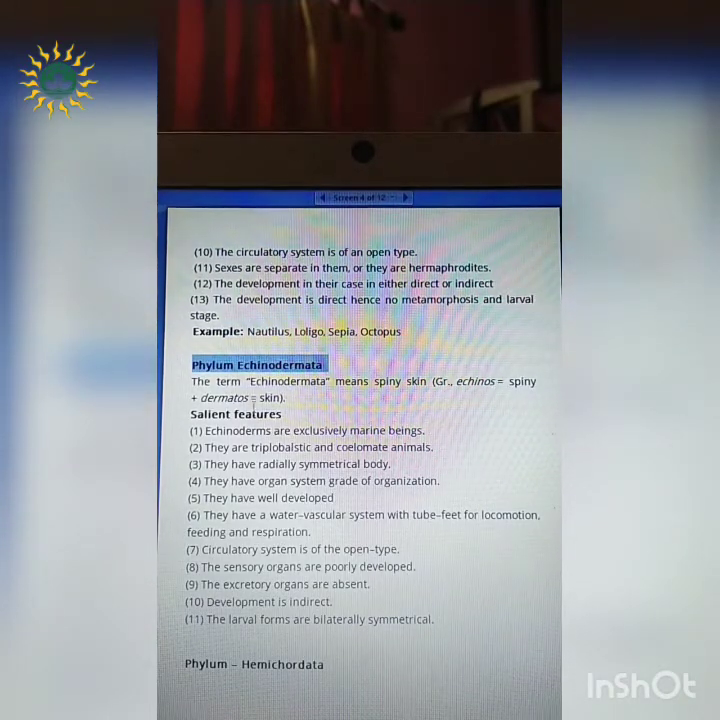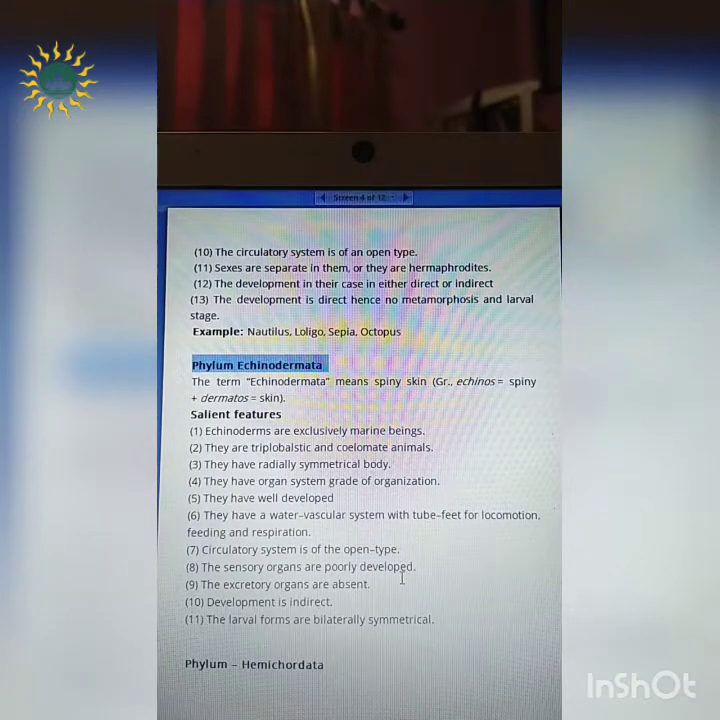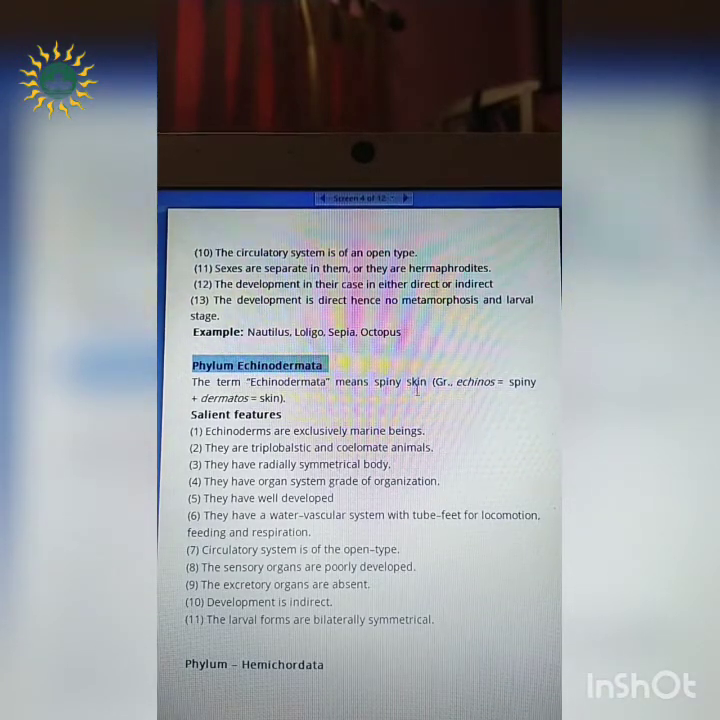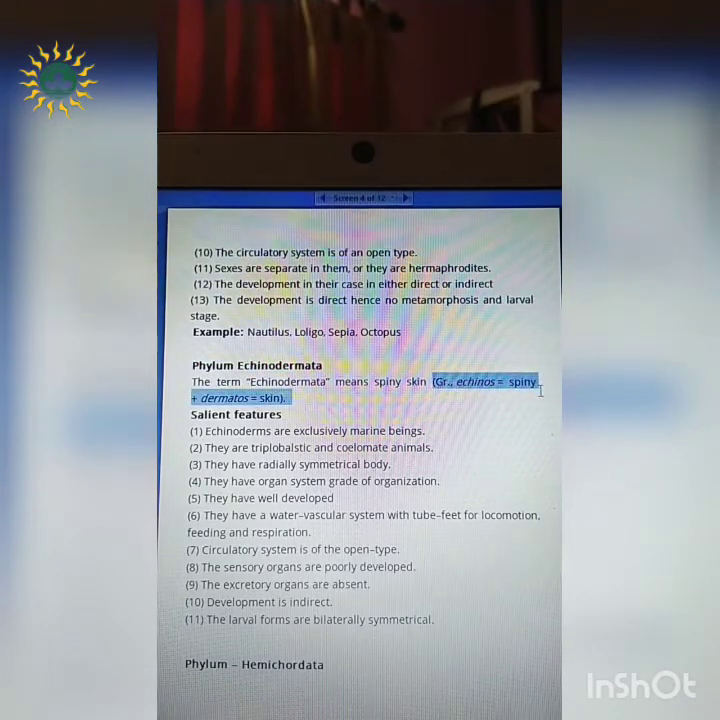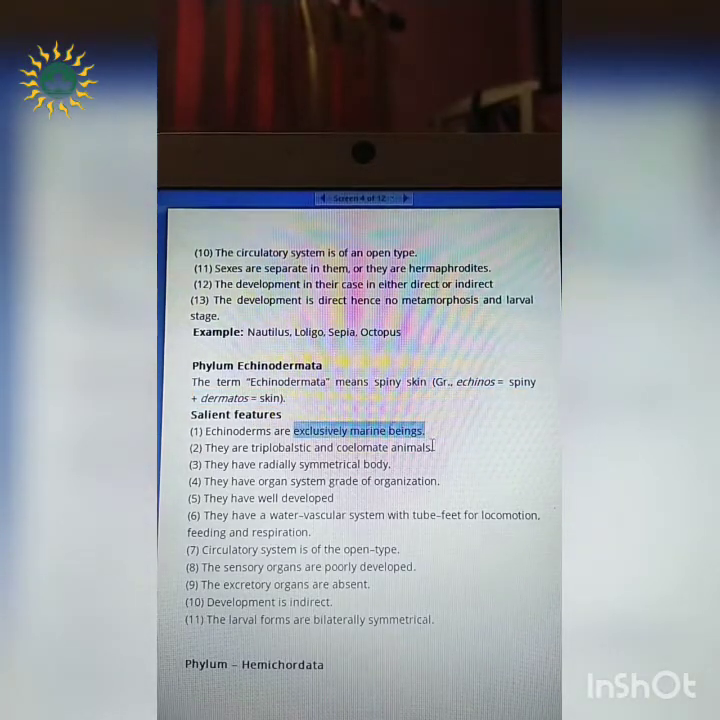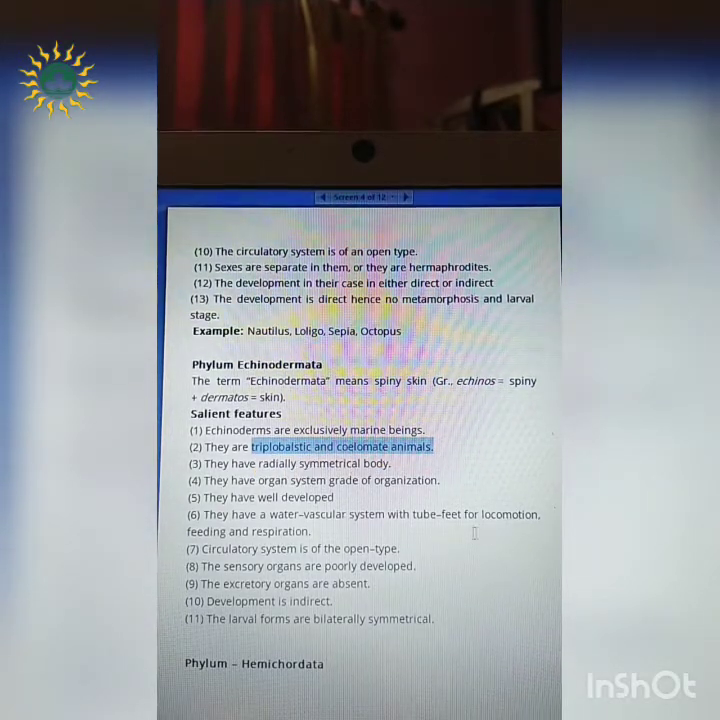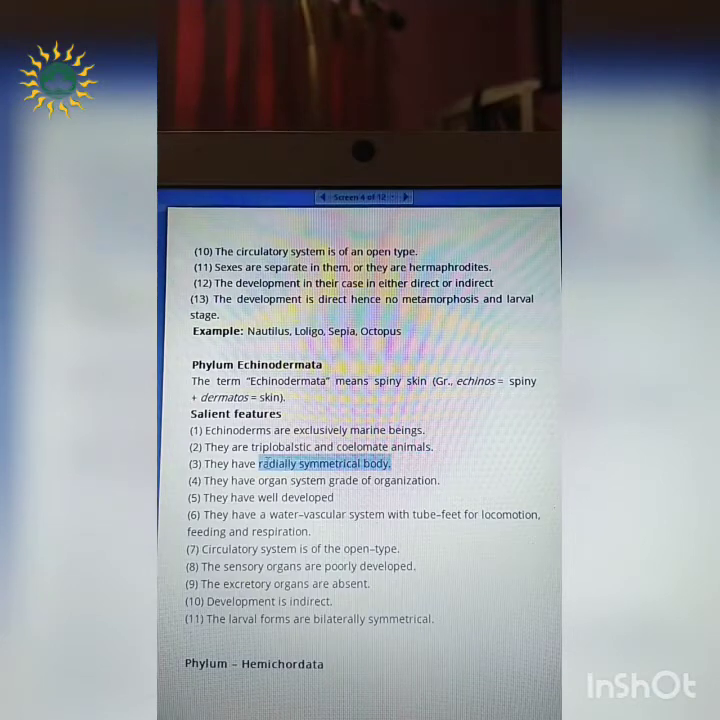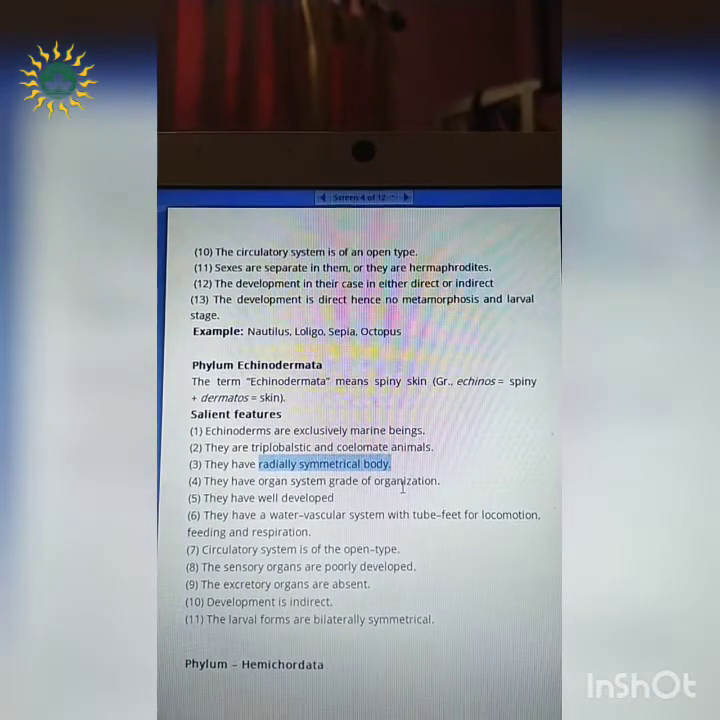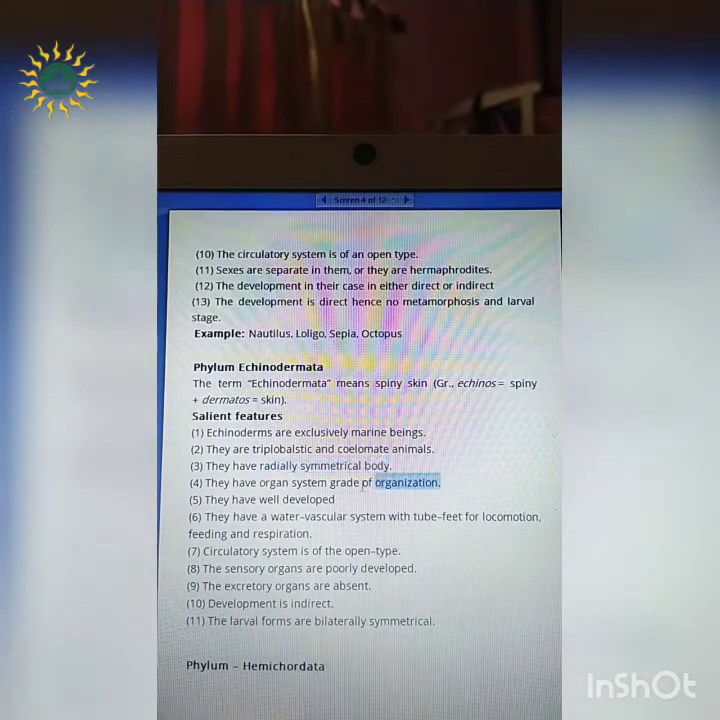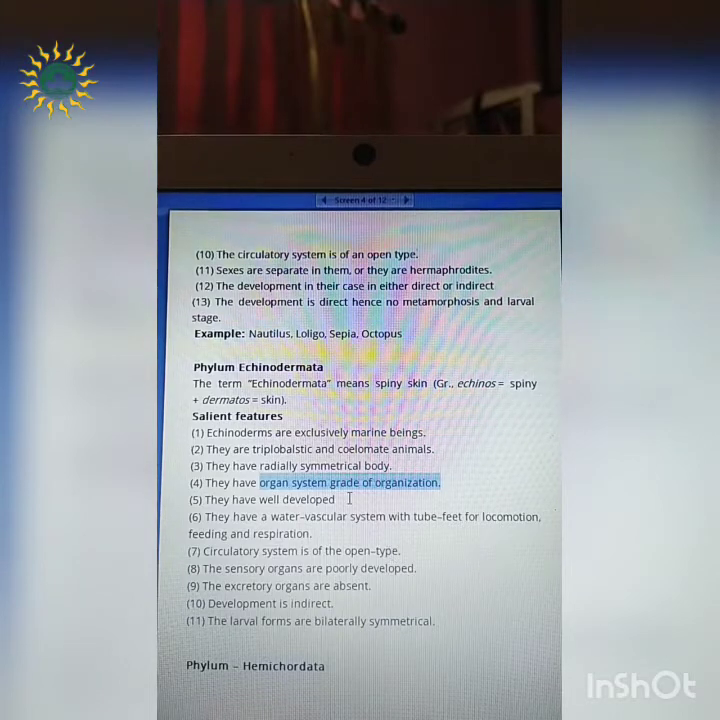So this phylum is the last phylum among the non-chordates. The term Echinodermata refers to the words echinos means spiny and dermatos means skin. So one point we can consider these organisms as spiny skin-like structures. Firstly, these are exclusively marine beings, and they are triploblastic and coelomate animals. Triploblastic means again 3 layers, and coelomate means the true body cavity is present. They have a radially symmetrical body. Radially symmetrical means they are divided depending on the radius, and they have an organ system grade of organization. So the organ system is well developed. We can find the organs having specific functions.